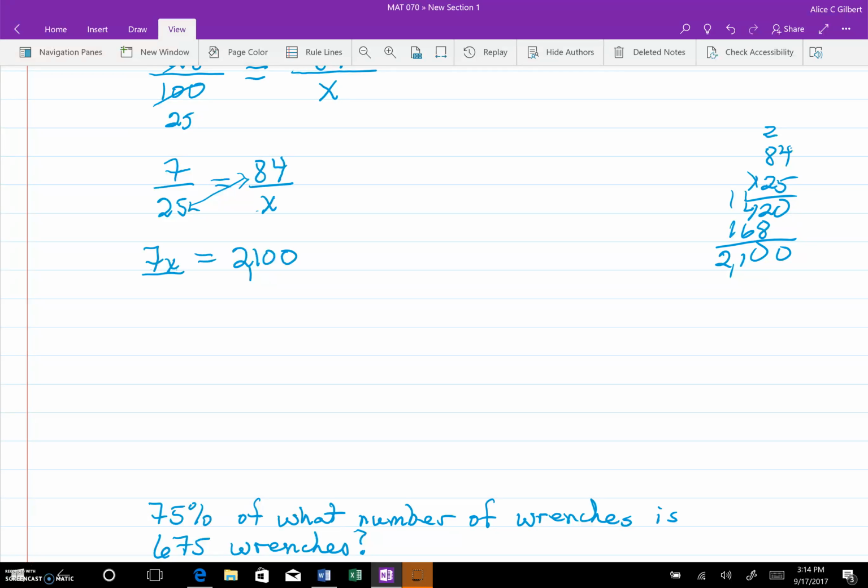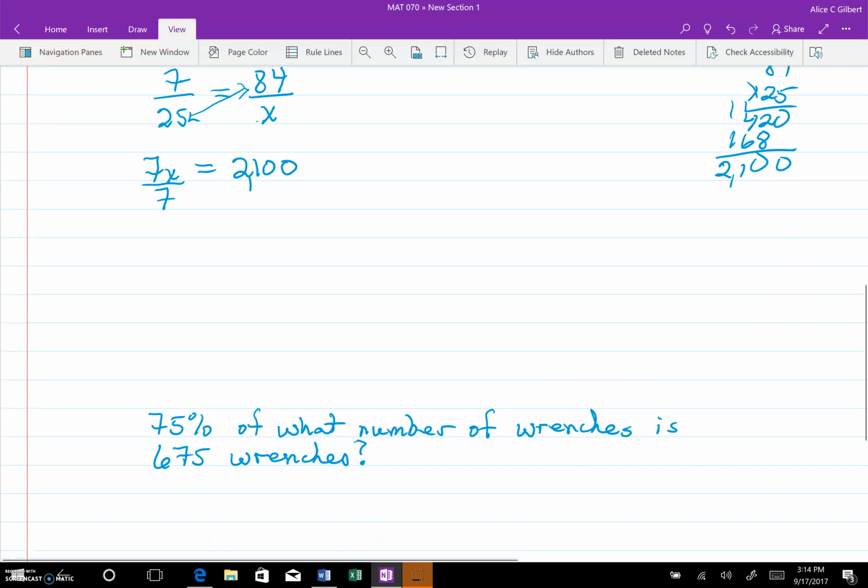Now, again, 7 times x is multiplying. The opposite of multiplication is division. What do I need to do to get the x by itself? Well, I need to get rid of that 7, so I divide it out. If I do that on one side, then I need to do it on the other. And now I've got x equals, well, 7 goes into 21 3 times, and then I just need to add the zeros.